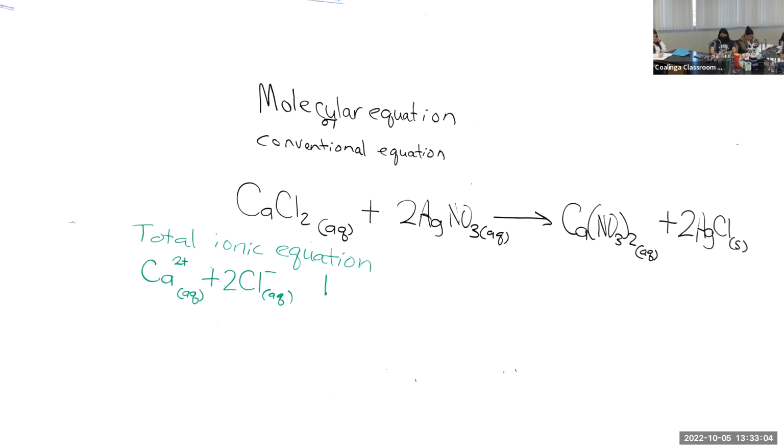So the same thing is going to happen here with silver nitrate. So we're going to get 2 Ag+ aqueous plus 2 NO3- aqueous. You guys know that this is the polyatomic ion. It's going to act as a whole ion. It's going to stay together.